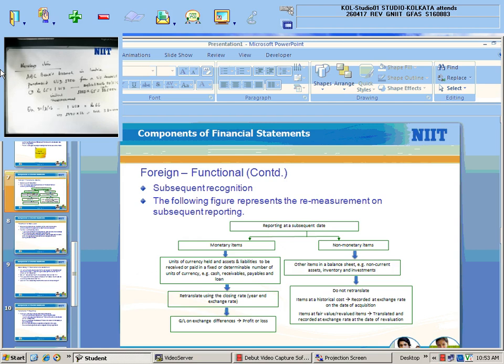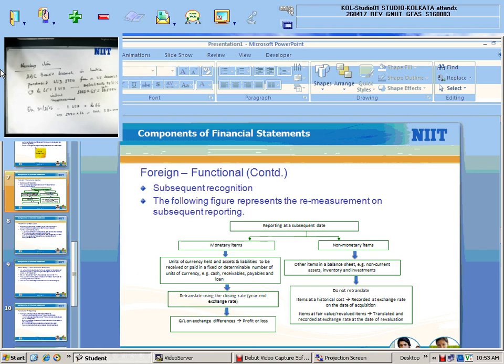Is that clear to you? Because I am not going to proceed further. We have just discussed conversion or translation, basically from foreign currency to the functional currency, in respect of monetary assets and non-monetary assets. Initial recognition will always be at the exchange rate on the date of the transaction.